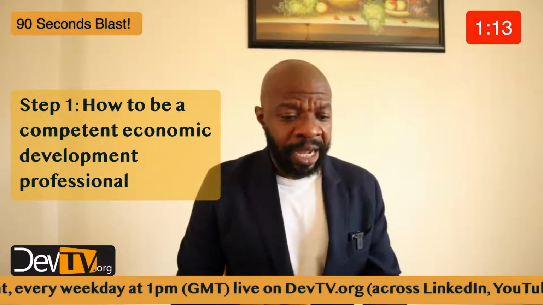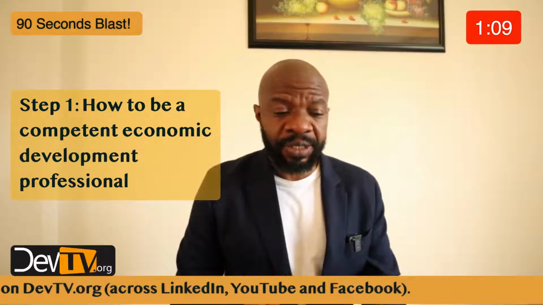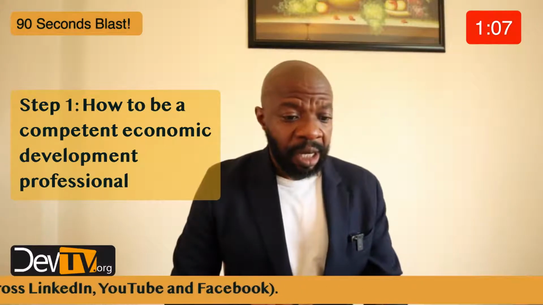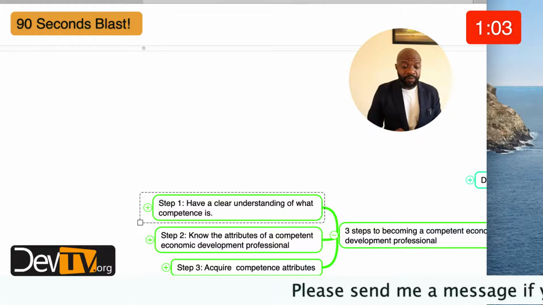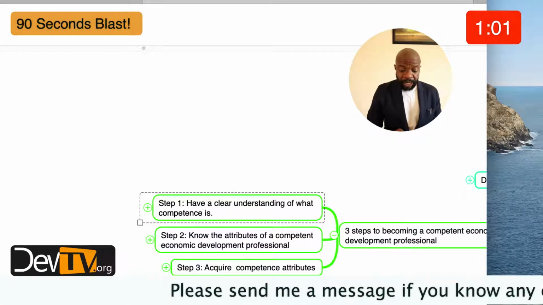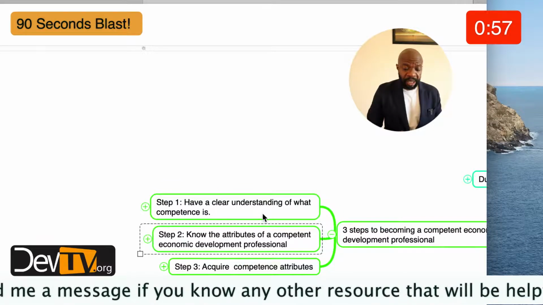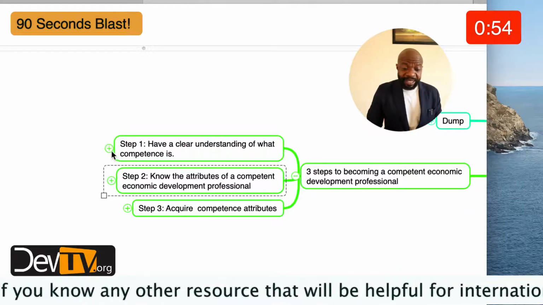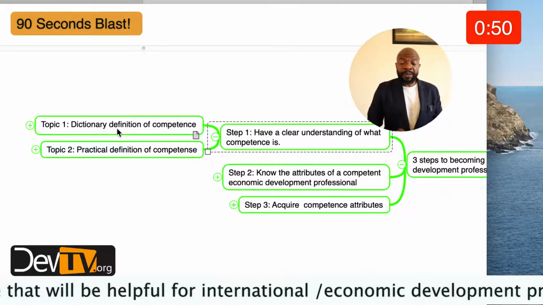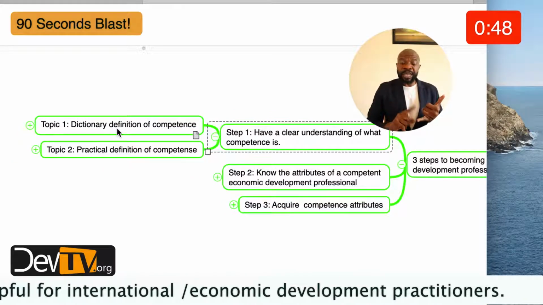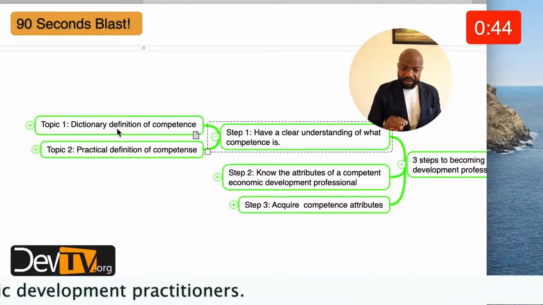Today, what I thought I would talk about is the definition of competence. We have the English dictionary definition of competence, and we have what I consider the appropriate definition of competence. So, the English dictionary definition of competence is essentially delivering a scope of work successfully and efficiently.